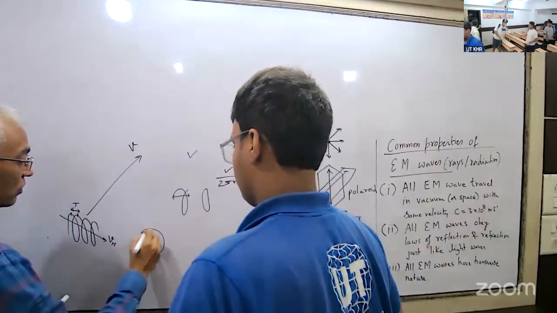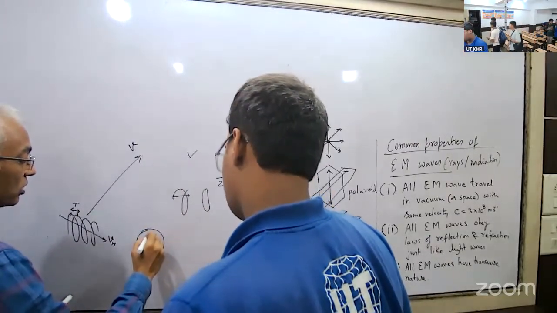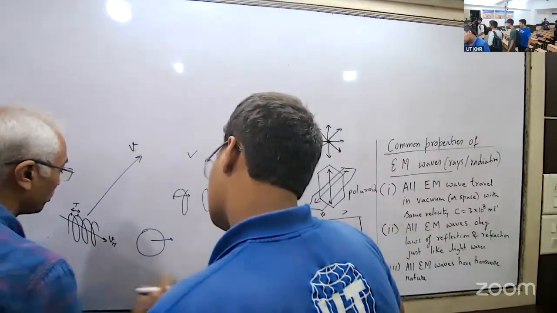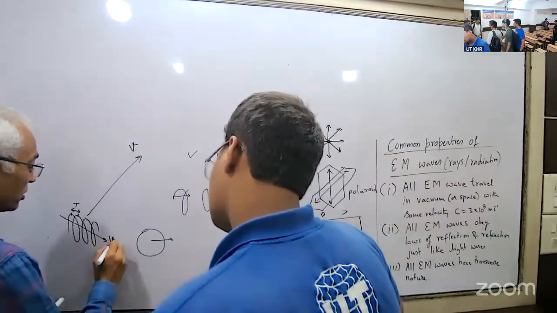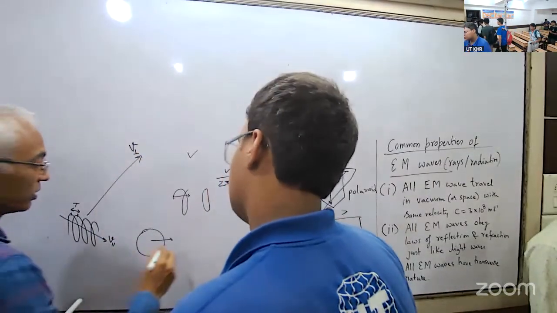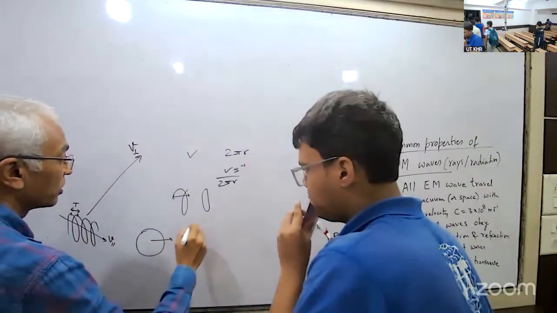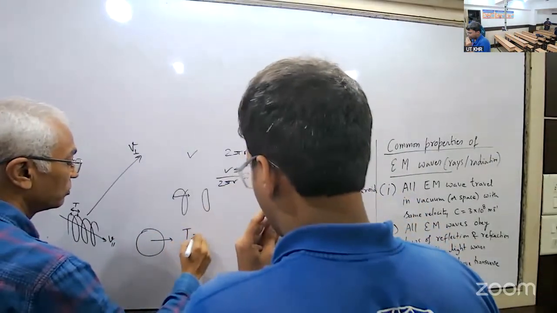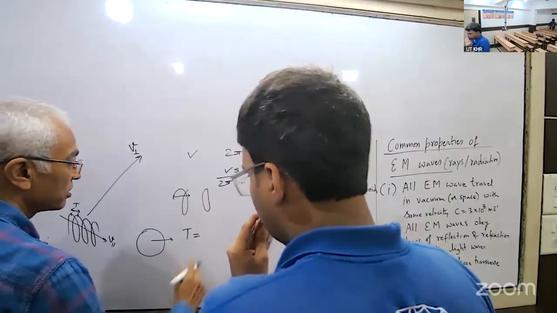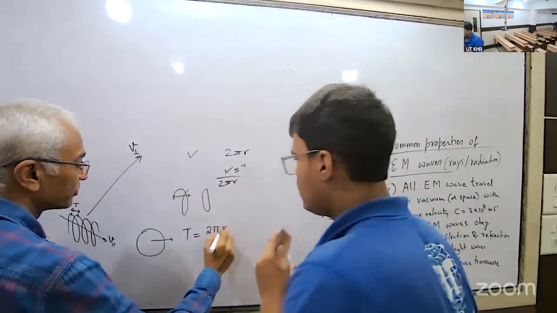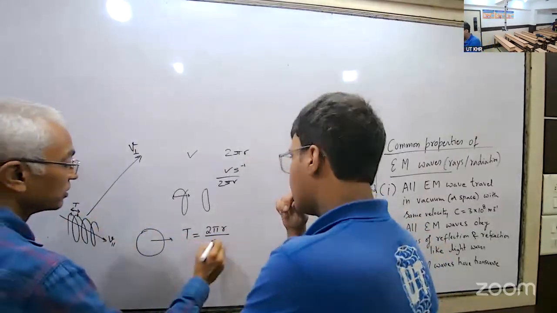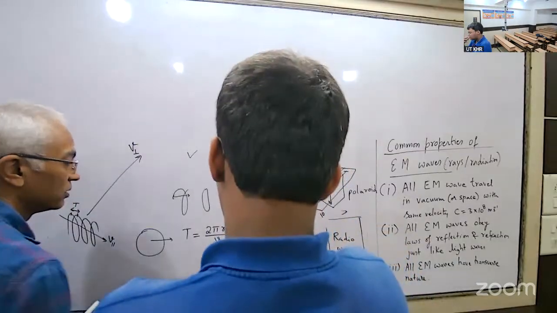If this is horizontal, take this as parallel, then take the other as perpendicular. So what happens with the perpendicular velocity? You will get T is equal to 2 pi r, distance, upon time period. The time period is the time between two threads, divided by v perpendicular.